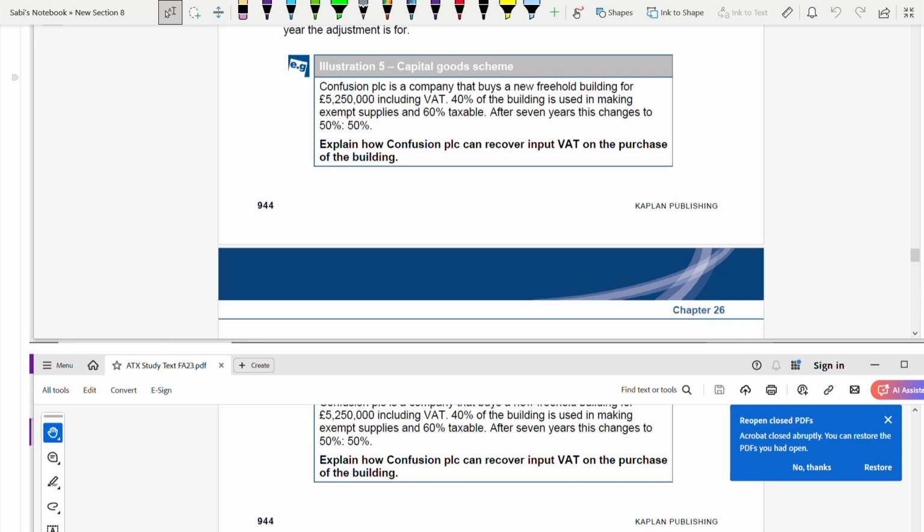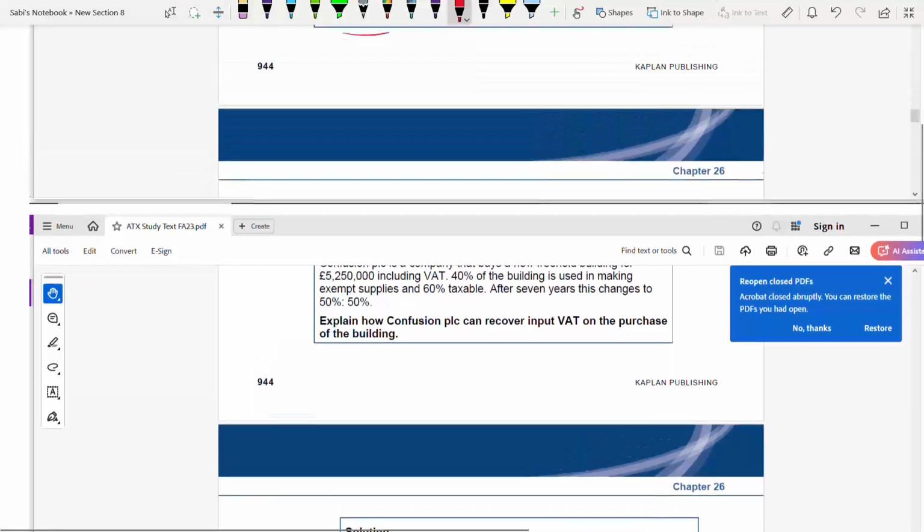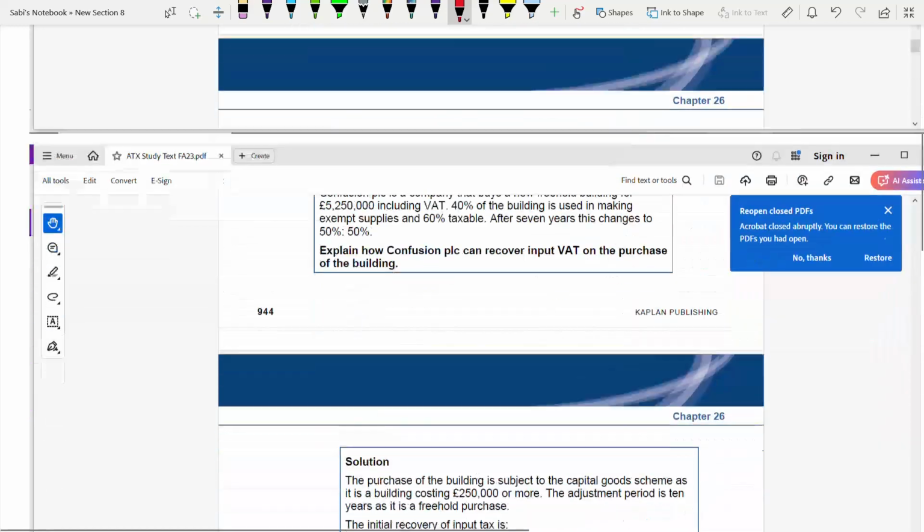Illustration 5. Explain how Confucian can recover input VAT on purchase of a building. Okay. So here, it buys a new freehold building for 5,250,000 including VAT. 40% of the building is used for exempt supply, 60% is taxable. After 7 years, this changes to 50-50. See, this happens when you are making changes in the taxable and exempt percentage. So now, until 6 years, there is no issue.